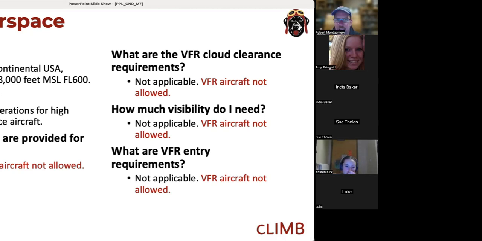Okay. There's no see and avoid happening. Everybody's on an IFR flight plan. Everybody's being separated. It's just the way of the world. And so all these questions that we tend to ask don't really apply.